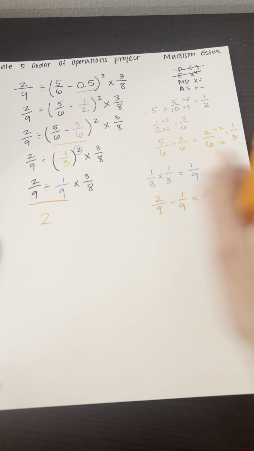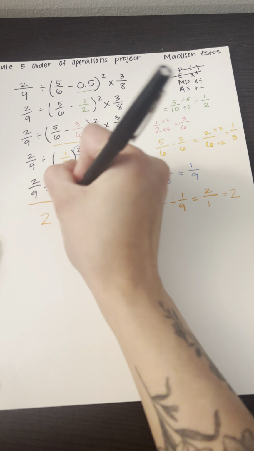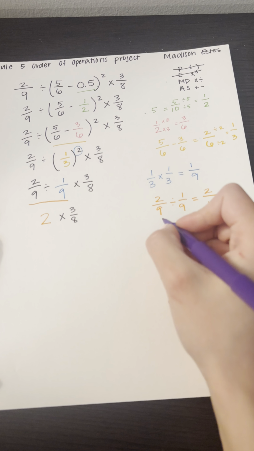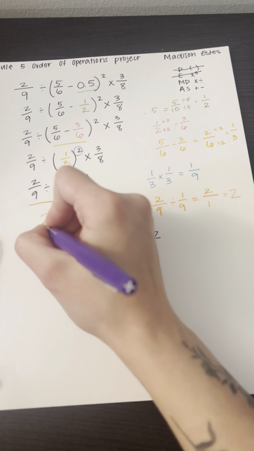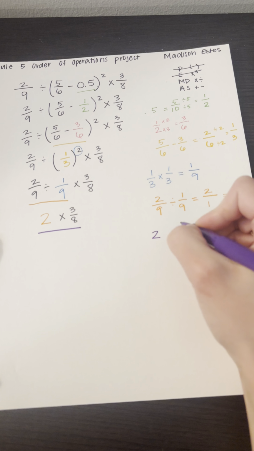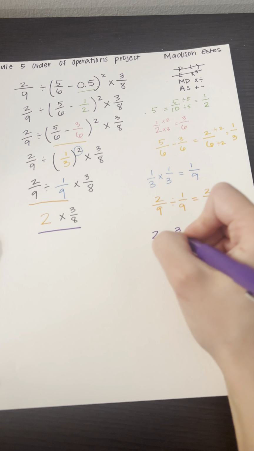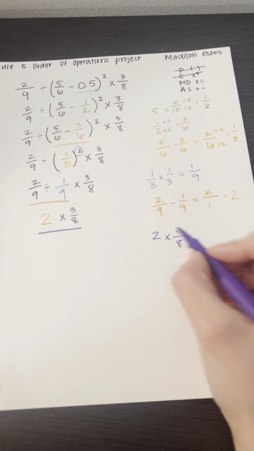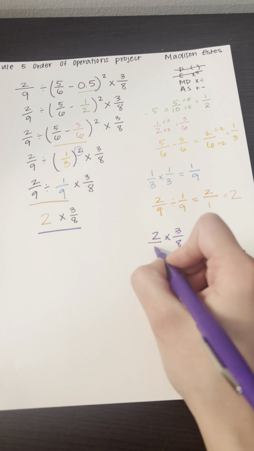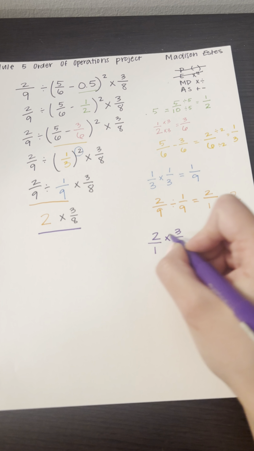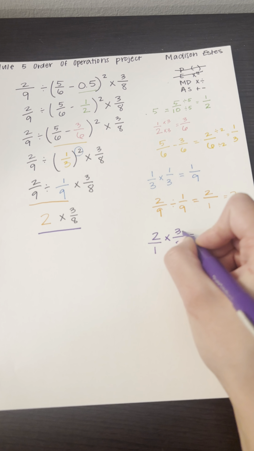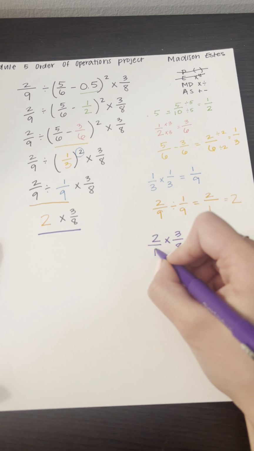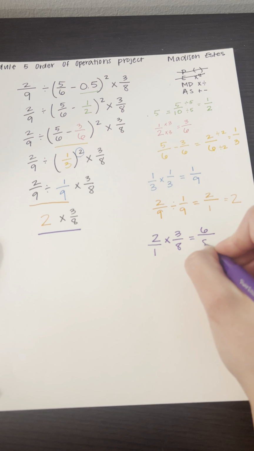So we're going to take 2 times 3/8, and then off to the side we're going to do this multiplication. 2 times 3/8. And since this is a fraction that we are multiplying it by, I'm just going to go ahead and bring that 1 back in. And we're just going to multiply straight across. 2 times 3 is 6. And 1 times 8 is 8.